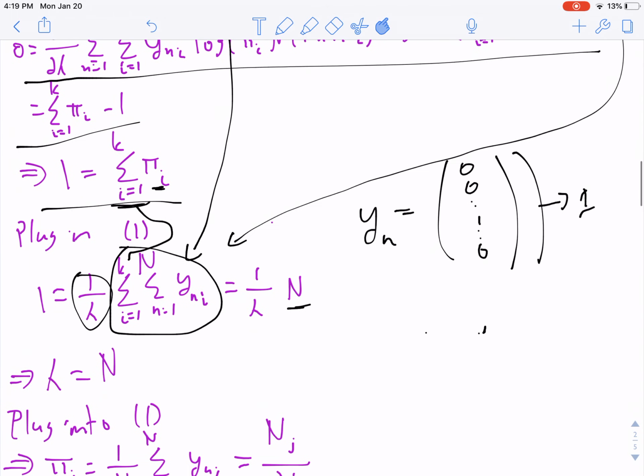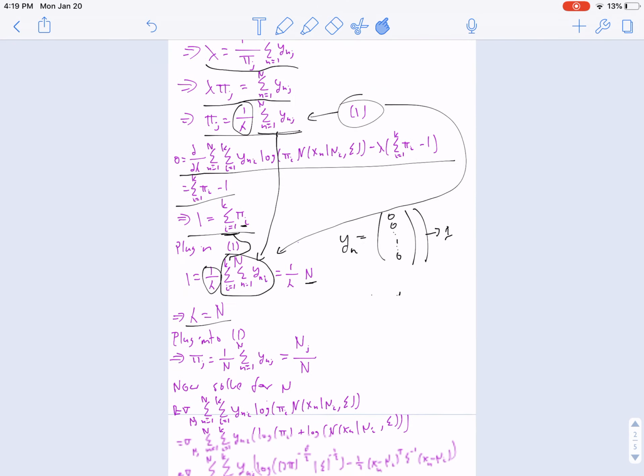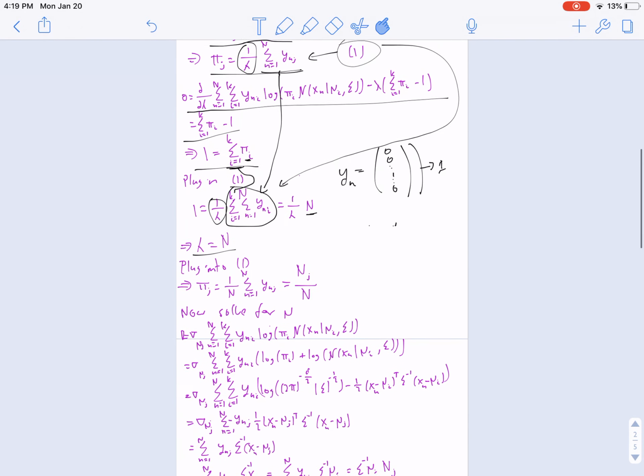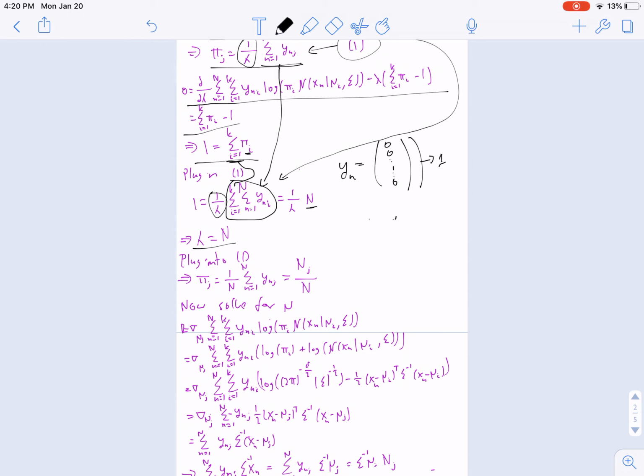So now we have a solution for lambda. We see that lambda is equal to N. Again, we plug back into equation 1, and we get that pi j equals 1 over N times the sum over all data points of y_nj.